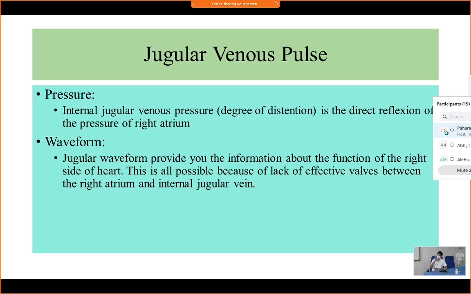So the jugular venous pulse, you have to understand, has two components. One is the pressure component, another is the waveform. So the internal jugular venous pressure is the degree of distension. When we examine the jugular venous pulse, we see the distension, and how much it is distended, the height of the distension, directly reflects the pressure of the right atrium.